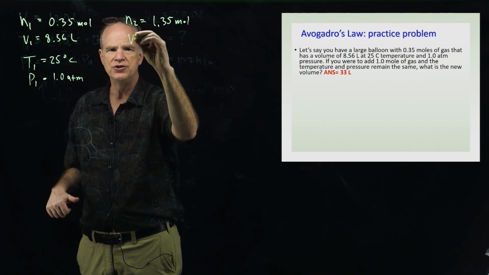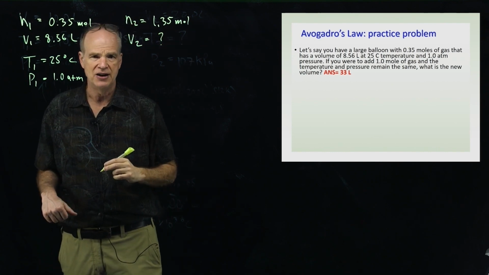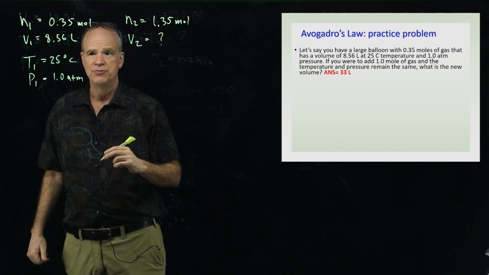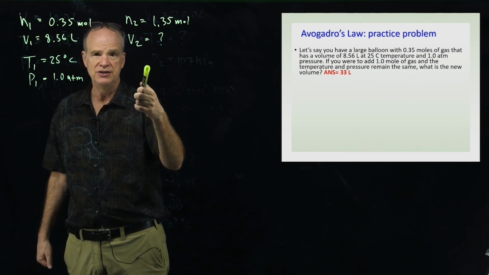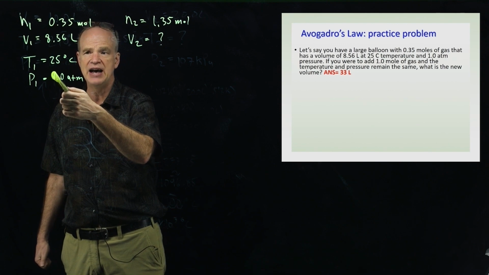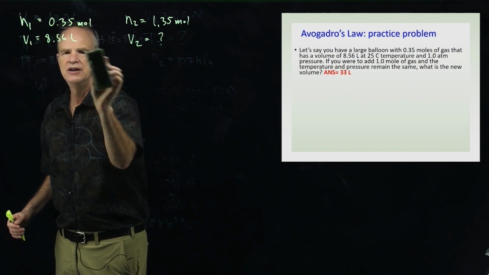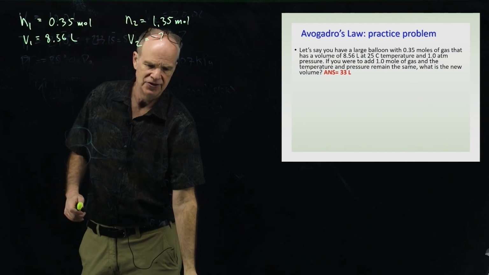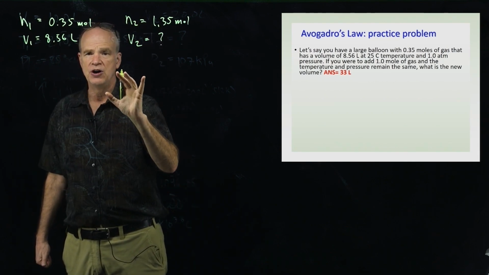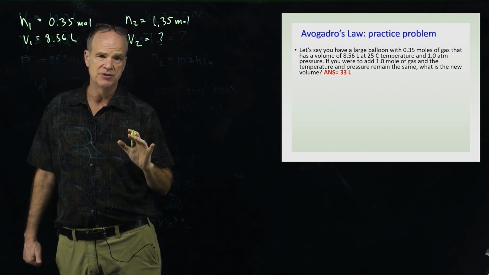So what we're trying to do is find the new volume that this gas occupies now after it receives another mole of gas. But the temperature and the pressure in these new conditions is the same as it was in the original conditions. And so if that's the case, we don't have to really worry about that in the problem. So we can just erase that. And so if we know a relationship between moles and volume, we can figure out what the answer to the problem is. And that relationship is Avogadro's law.